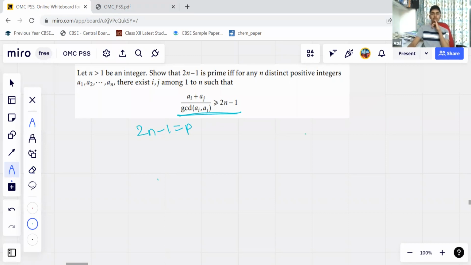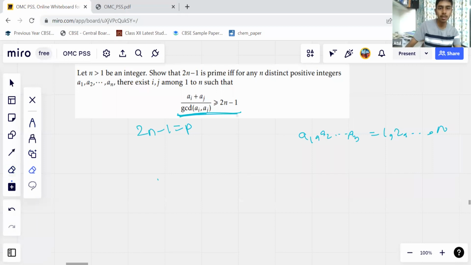Also, I do see that this is tight. If you pick a1, a2 until an to be just 1, 2, 3 until n, then the maximum value you're going to get of this is n plus n minus 1, which is 2n minus 1. So we can't really prove the problem for anything except 2n minus 1 on the right hand side.